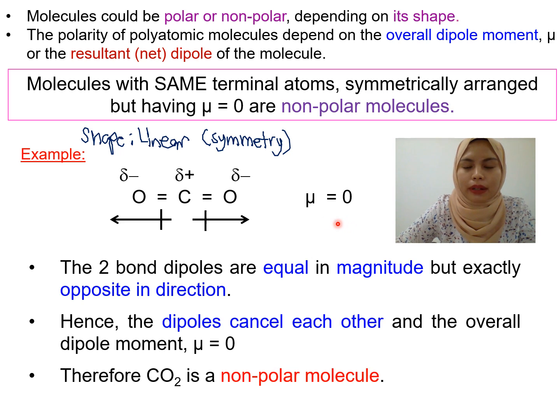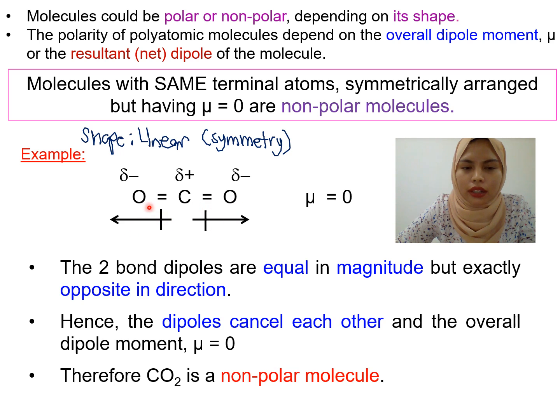Why? Because of the drawing of the bond dipoles. Bond dipoles are drawn from the less electronegative atom towards the more electronegative atom. In this case, carbon is less electronegative than the oxygen atom. So if you look at the bond dipoles here, there will be two bond dipoles in carbon dioxide, one facing left and one facing right. Since these two bond dipoles are opposing each other, facing in opposite directions, therefore their bond dipoles will cancel out each other.